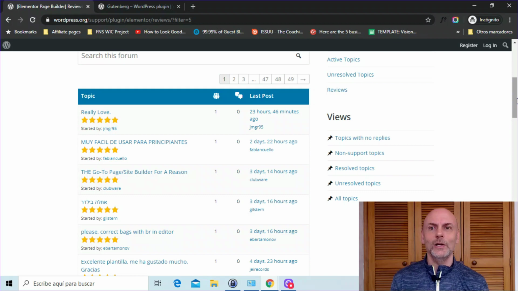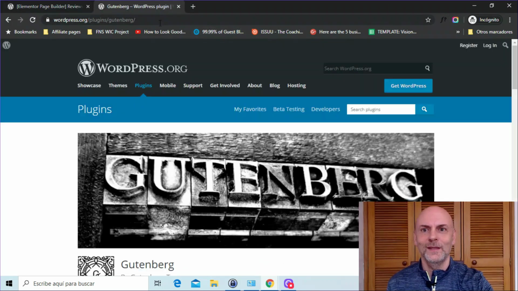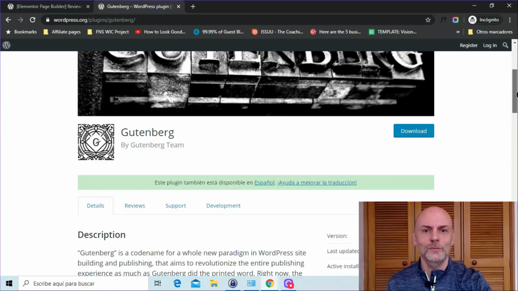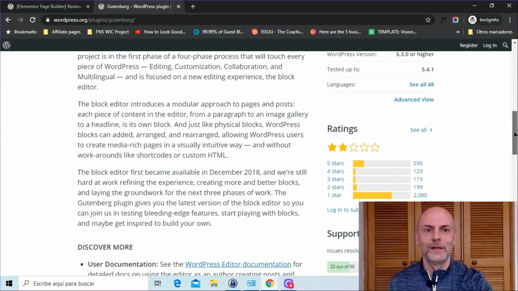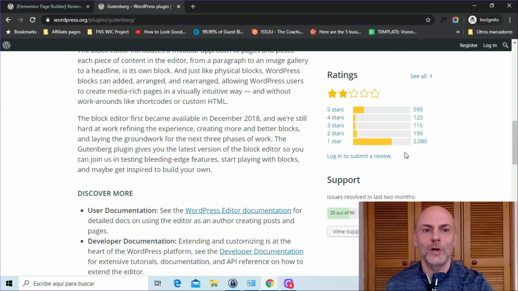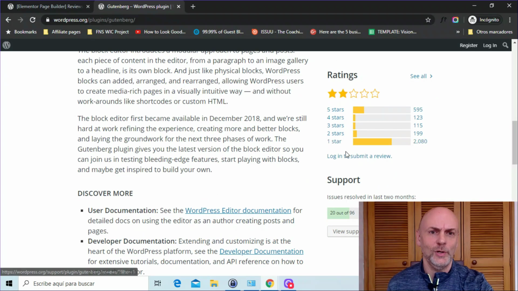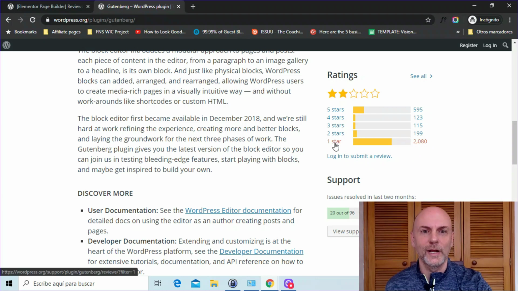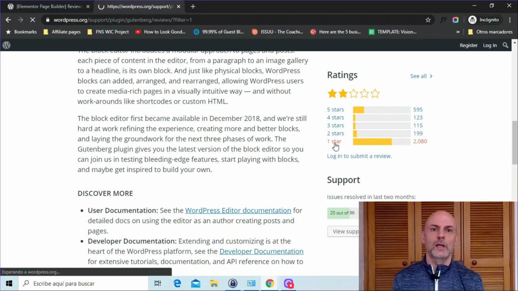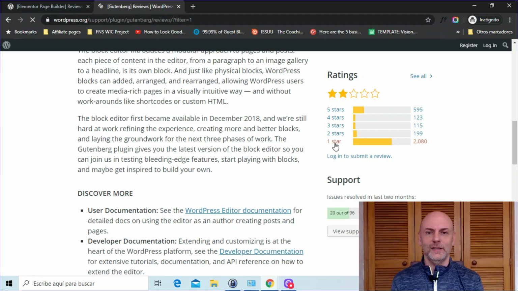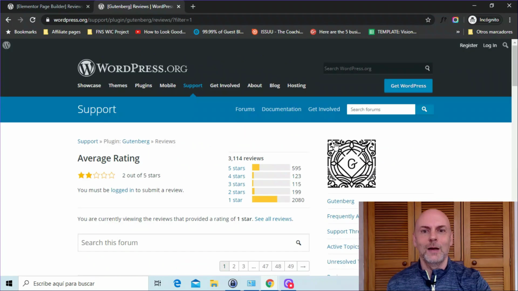So let's now take a look at what people say about Gutenberg. I'm going to switch over here, and here we are on the Gutenberg page, and ooh, that is not good at all. 595 5-star ratings and 2,080 1-star ratings. Let's take a look at some of these 1-star ratings. I mean, maybe Gutenberg has been around for a year and a half. Maybe these are older ratings. Maybe people hated it at the beginning, but love it now. Let's take a look and see what people say about Gutenberg.